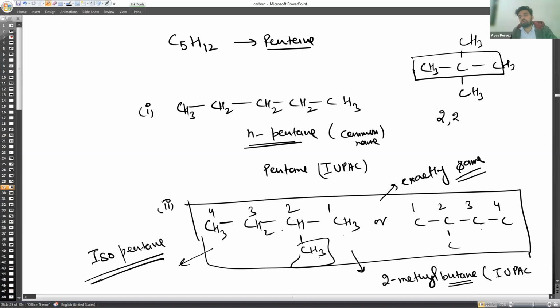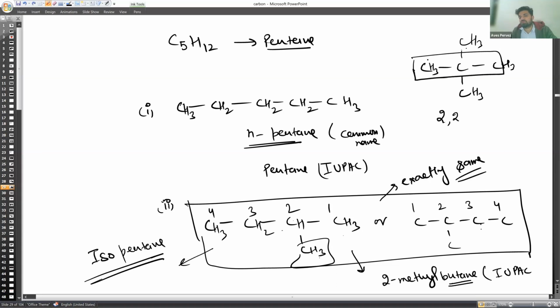So we have 2, comma 2, meaning at 2 position, both are at 2 position. Like you can do the numbering 1, 2, 3. If you do the numbering this way, it is also at 2. Now this will be considered as the longest carbon chain, and this will become the branch. You cannot select the chain like this. The chain should be in a straight line.